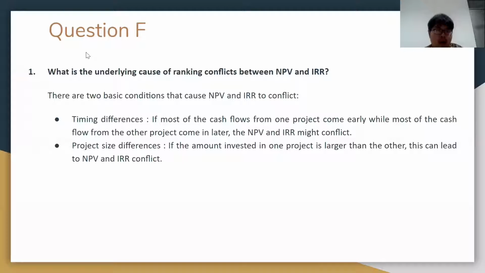Okay, now I will explain question F. Number one: what is the underlying cause of ranking conflicts between NPV and IRR? There are two basic conditions that can cause NPV and IRR to conflict. The first one is timing difference, because if most of the cash flow from one project comes early while most of the cash flow from the other project comes later, the NPV and IRR might conflict. The other one is project size difference, because if the amount invested in one project is larger than the other, this can lead to NPV and IRR conflict.